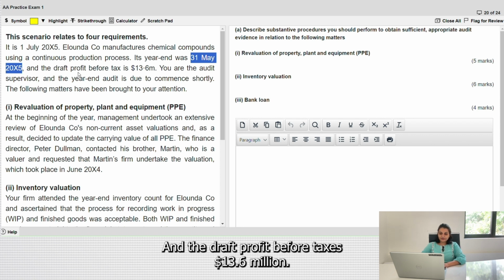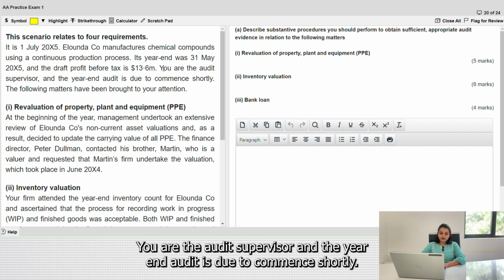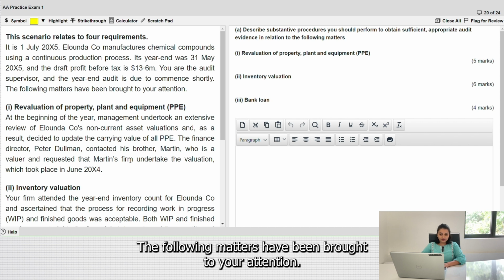And the draft profit before tax is $13.6 million. You are the audit supervisor and the year end audit is due to commence shortly. The following matters have been brought to your attention.